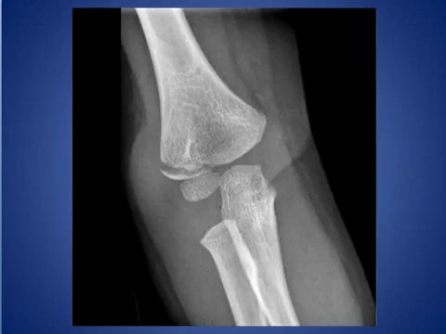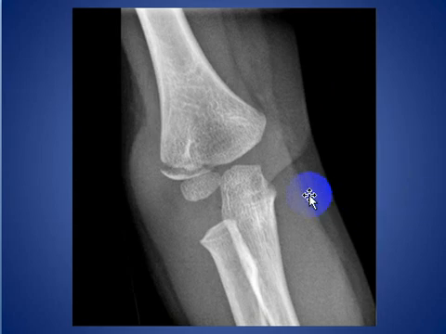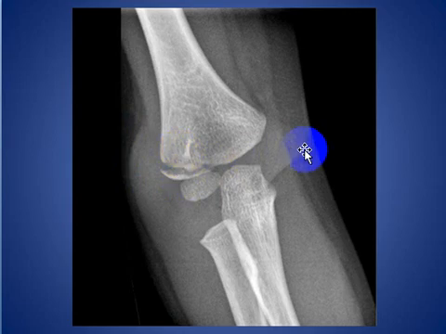Here, this is a 2 years old female, post-trauma, and this is AP view. As we see here, there is soft tissue swelling on the radial part, and there is also a fracture line involving the lateral condyle of the humerus metaphysis, and this is Salter-Harris type 4.